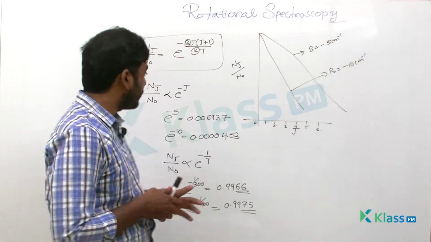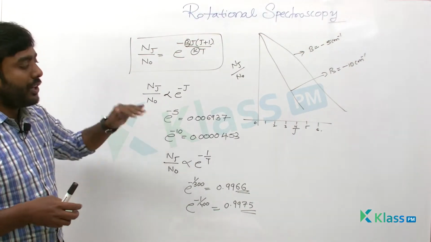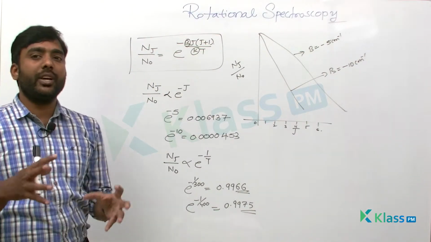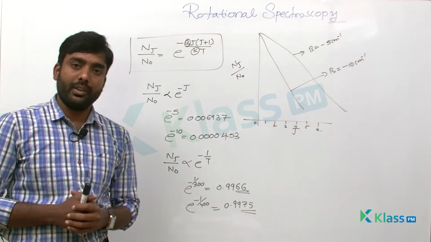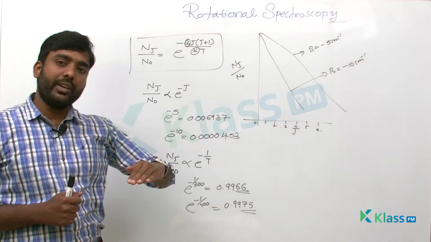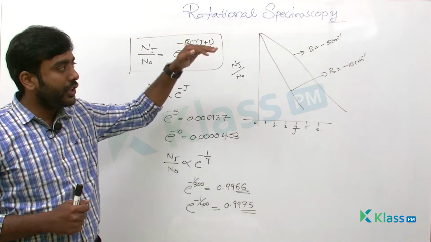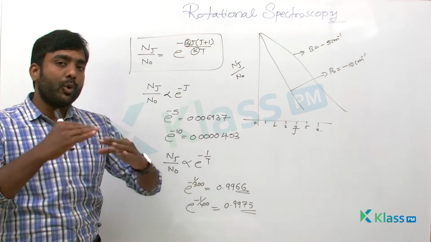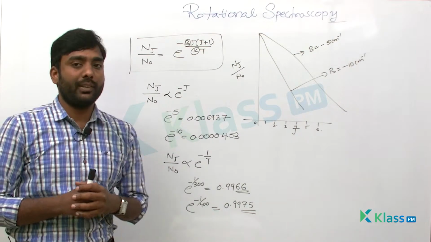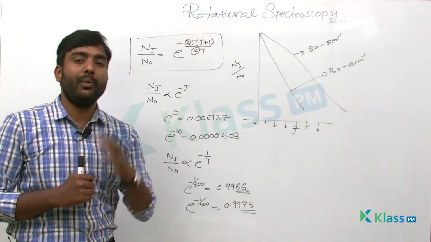I hope you understand how the relative population at different energy levels changes based on J value changes and temperature changes. If J increases, population decreases. That means at higher energy, less population. As temperature increases, what happens? More molecules will go to the higher energy level. That's why the population at higher energy level will be more.